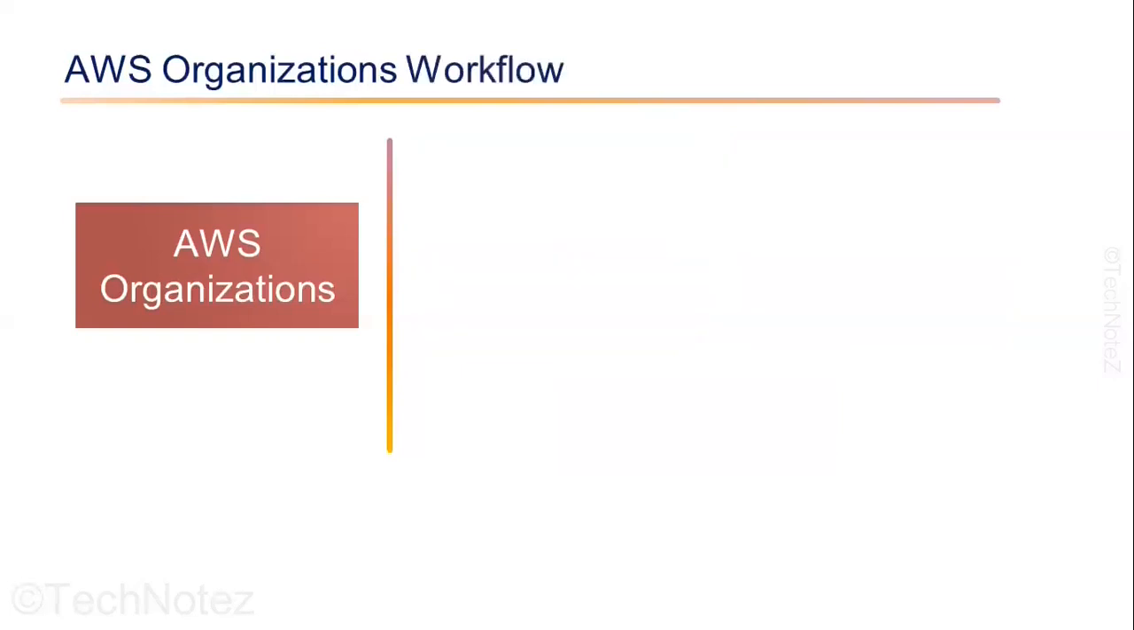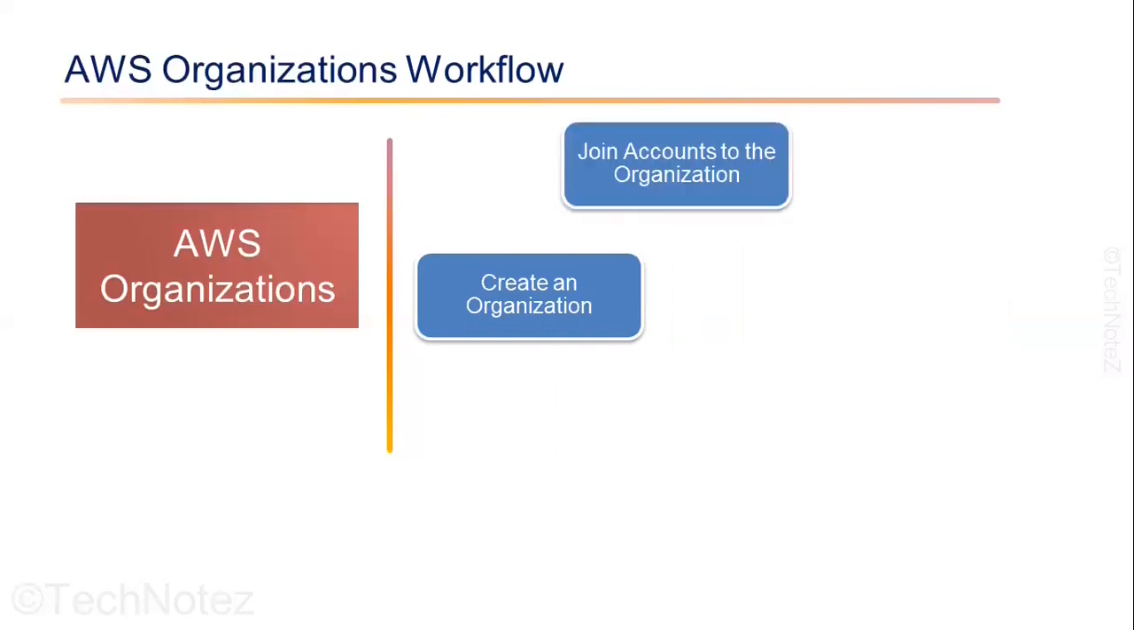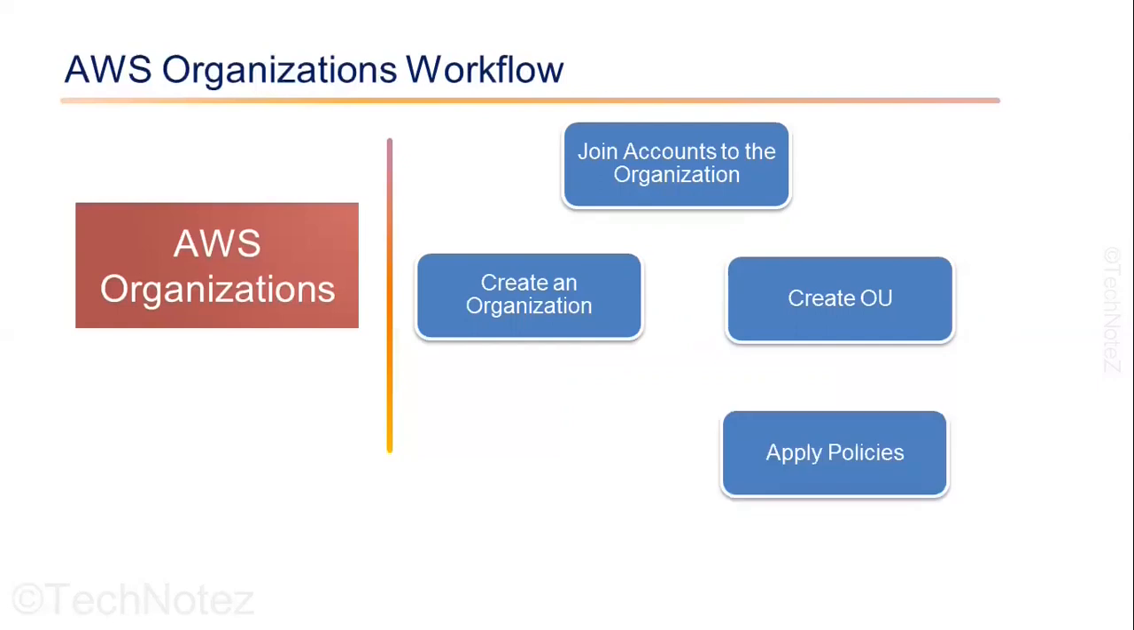Here is a simplified workflow of AWS Organizations. Create an organization. First, you need to create an organization from the AWS Organizations console or using the AWS CLI. Invite accounts to join the organization. You can invite existing AWS accounts to join your organization. Accounts can accept the invitation using the AWS Organizations console or CLI. Create OUs. You can create organizational units, or OUs, to group accounts together and apply SCPs or tag policies. Apply policies. You can create and apply SCPs and tag policies to OUs or accounts to govern access to AWS services and resources.